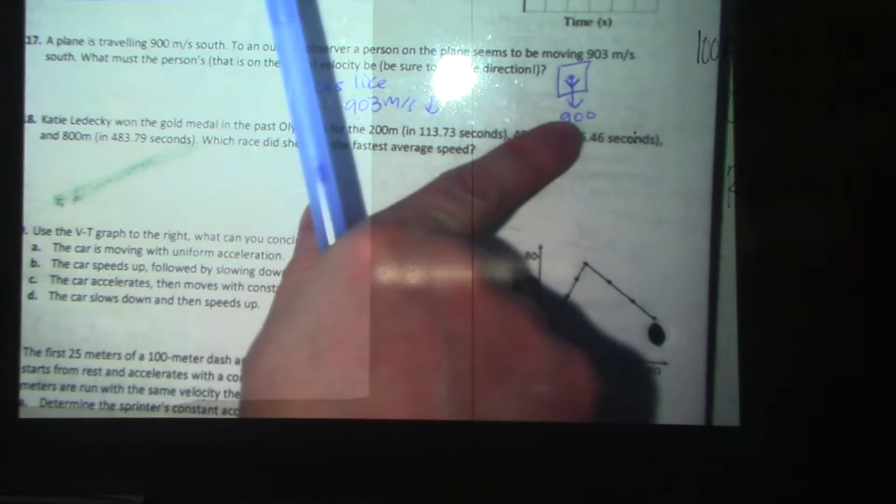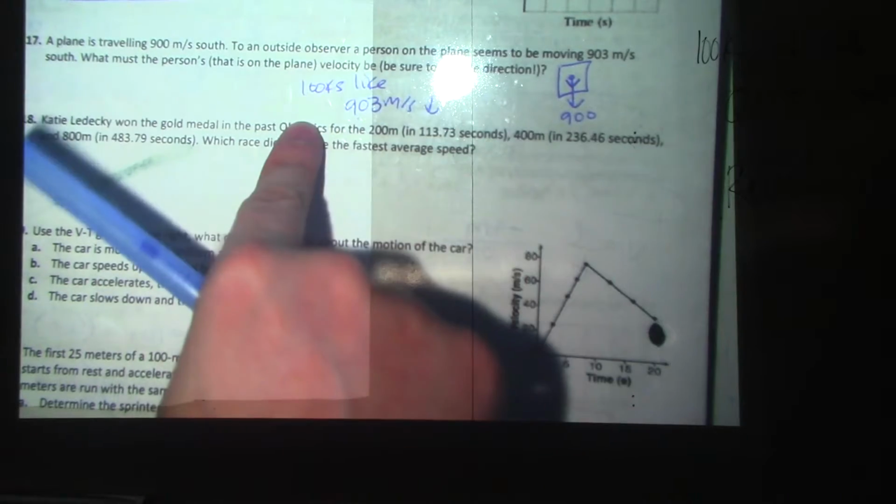And then if the plane is actually at 900 and they look like 903, then that means that they must be walking at 3. So you could say 3 meters per second south, or you could say 3 meters per second to the front of the plane. Either way, I know that you know that it's in the same direction as the plane is moving. And then you double check. So if this were the case, you would say, oh, 3 towards the front of a 900, you would add to get to 903. Yep, that checks out.